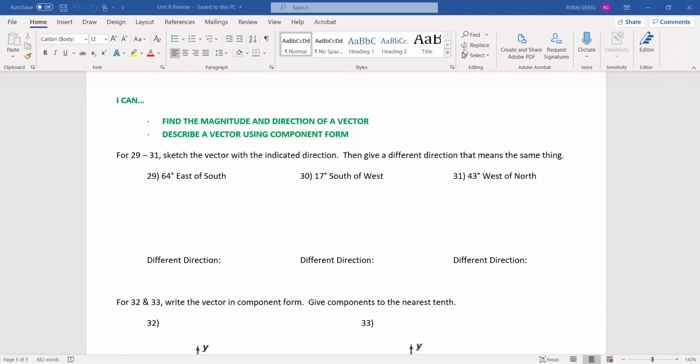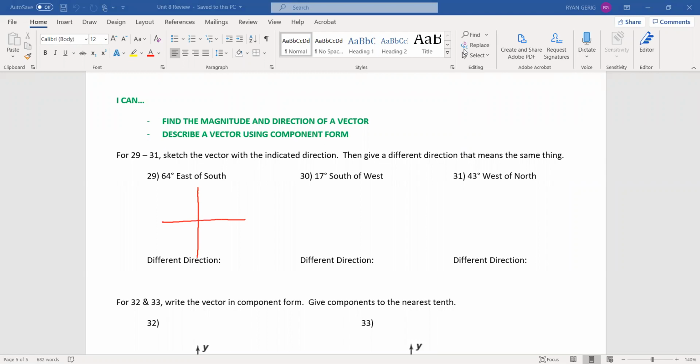All right, here we go with vectors, and then we're done. Sketch the vector with the indicated direction. Then we're going to give a different direction that means the same thing. So 64 degrees east of south. So I'm going to travel east of the south direction.